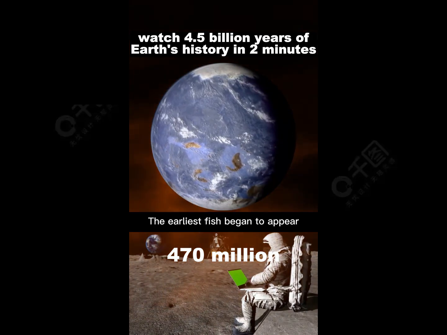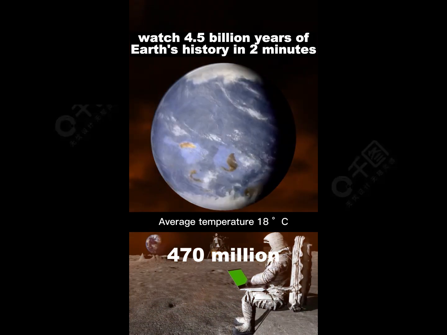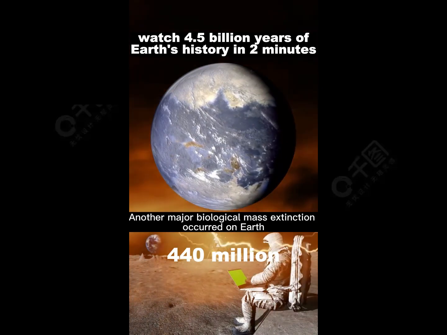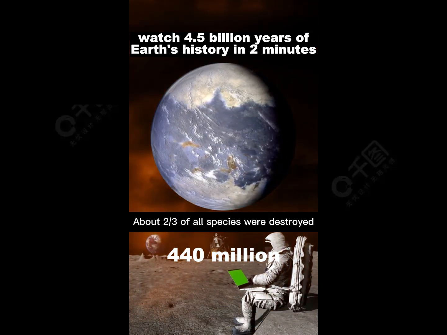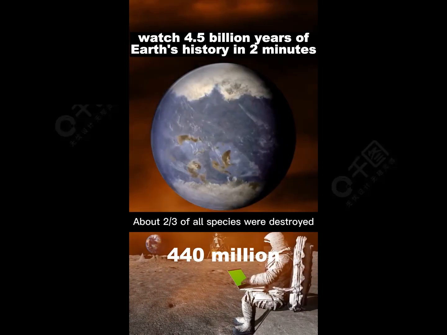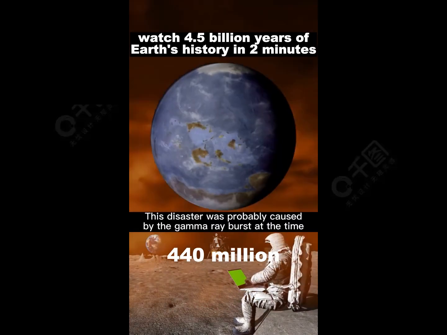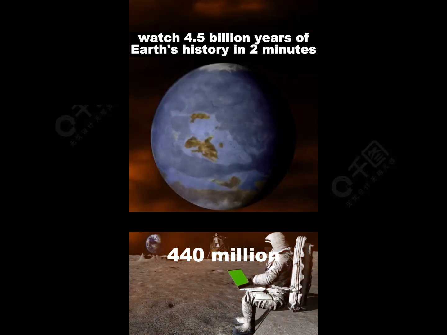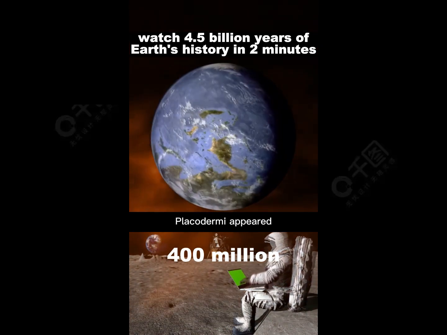470 million years ago, the earliest fish began to appear. Average temperature 18 degrees C. 440 million years ago, another major biological mass extinction occurred on Earth. About two-thirds of all species were destroyed. This disaster was probably caused by the gamma-ray burst at the time. 400 million years ago, placoderms appeared.